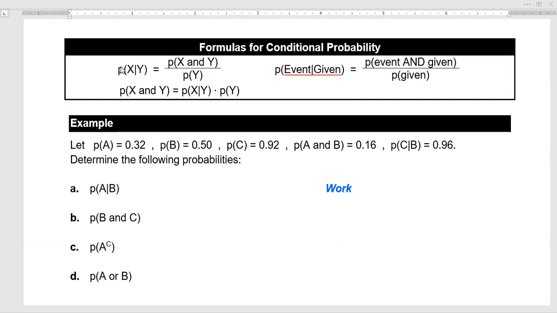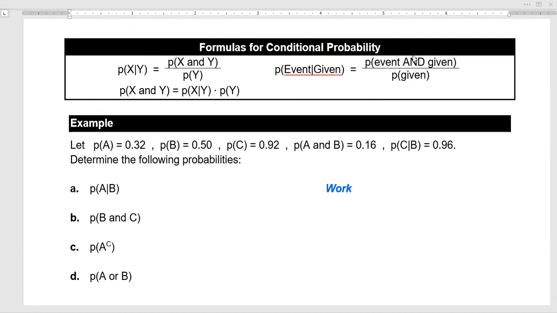Now, if you like this formula and you want to use it, feel free to do so. But I always have a problem remembering the order of things, who went in the denominator. Was it x or y? More helpful for me personally was thinking of it in terms of words. The probability of an event given a given condition is the probability of the event and the given over the probability of the given. So it helped me to remember that the given, or the second one, is what ends up being in the denominator.